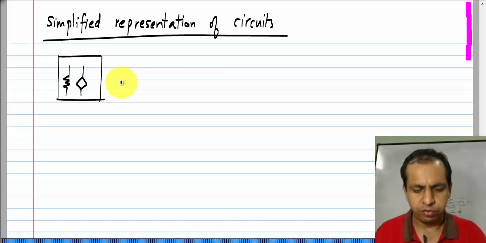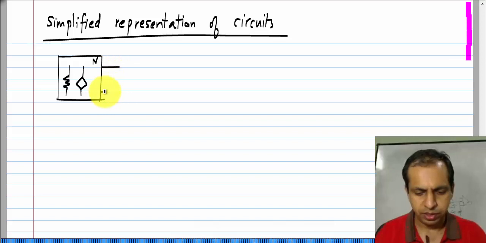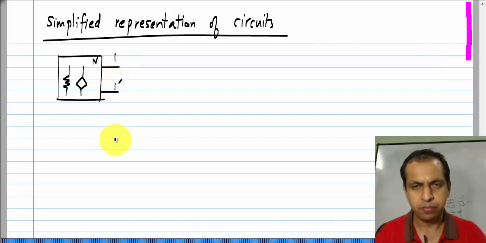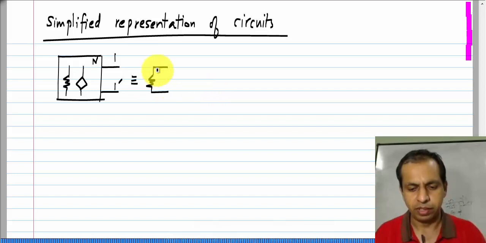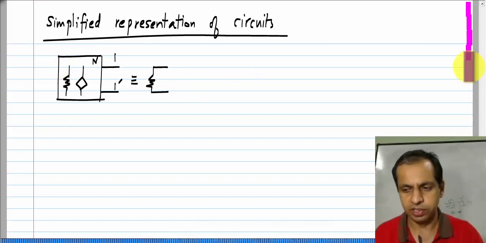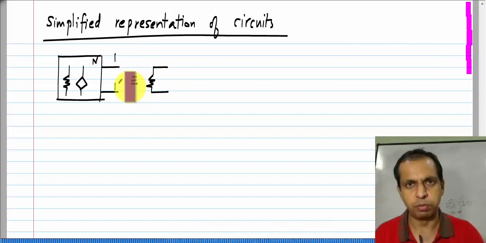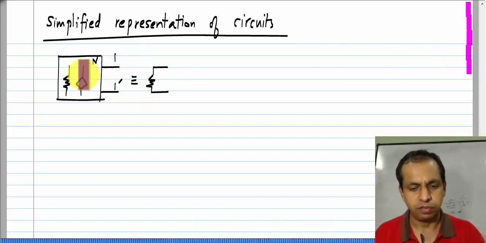If you have a network containing resistors and linear control sources and a pair of terminals is brought out, then at these pair of terminals it is equivalent to a single resistance. The resistance could be positive or negative. If this network consists only of physical resistors, then this resistance will also be positive. Otherwise, if it also contains control sources, it could be negative.